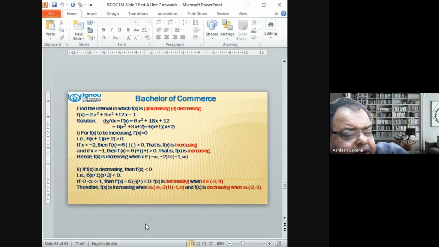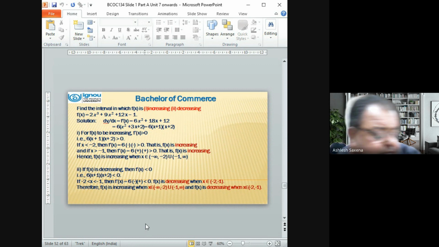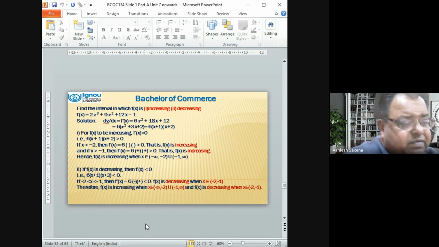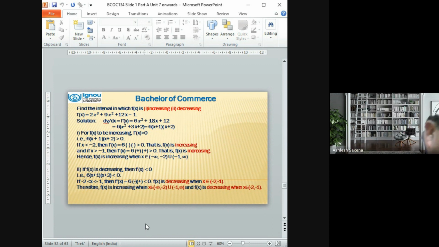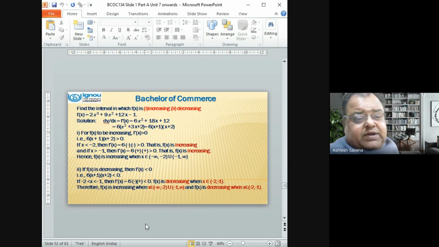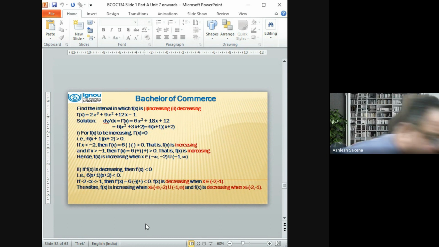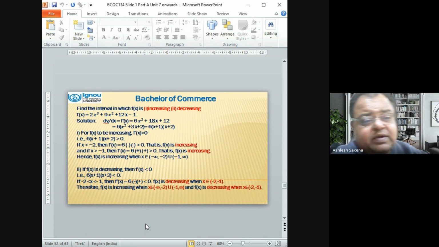It will be a positive number because negative and negative becomes positive. A positive number multiplied by 6 will be positive. Therefore, we can say that if x is less than minus 2, it is an increasing function. And now we take another value, which is x greater than minus 1. So in that case, both the brackets will be positive and it will be increasing.